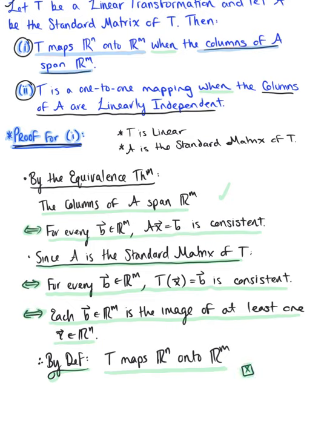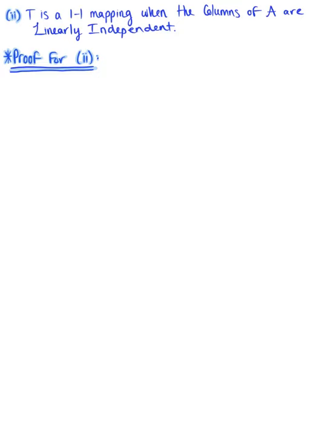Now that we have completed the proof for statement number one, let's go ahead and explore statement number two. T is a one-to-one mapping when the columns of matrix A are linearly independent. So here we go, property number two. Now here, we want to show that T is a one-to-one mapping when the columns of matrix A are linearly independent. Again, keep in mind that this when statement is equivalent to an if and only if statement.